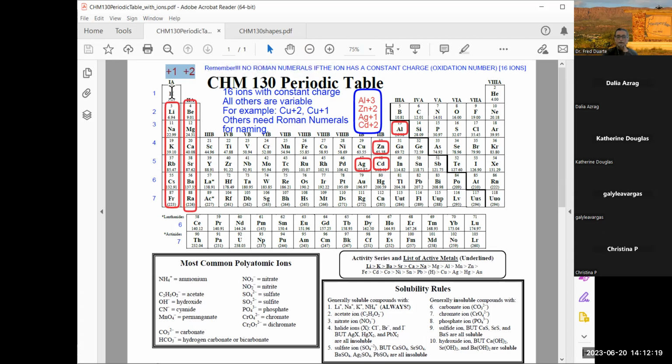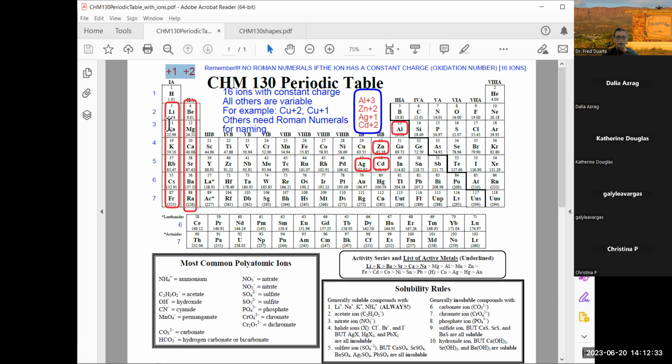I'm not including hydrogen here, though hydrogen can have a +1, which we're going to learn about next chapter, because I'm just talking about the metals. But hydrogen can also have a negative charge. So we're not going to put it on this list.